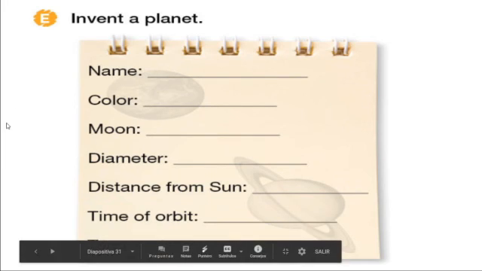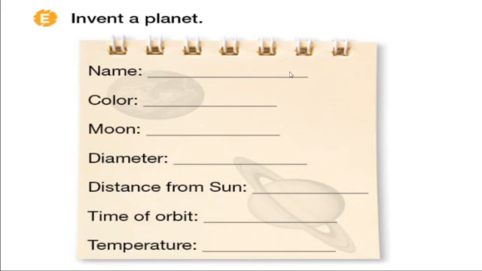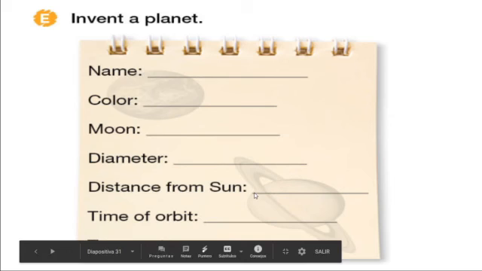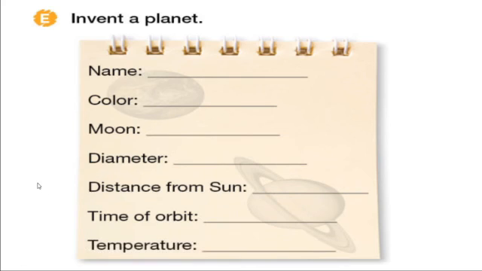Usted va a escribir el nombre. Puede poner el nombre que a usted le guste. Si desea, puede poner incluso su propio nombre. El color, purple, green, yellow, black, white. Okay. And you can write the moons. What is moon? Luna. Okay. Puede escribir cuántas lunas tiene su planeta. El diámetro, la distancia del Sol, el time of orbit, and temperature. Okay. Este es su trabajo opcional.